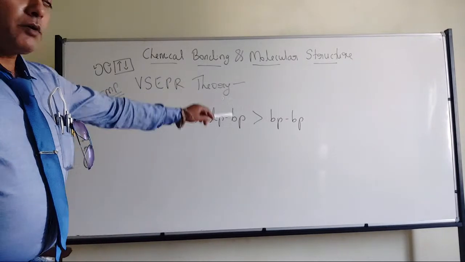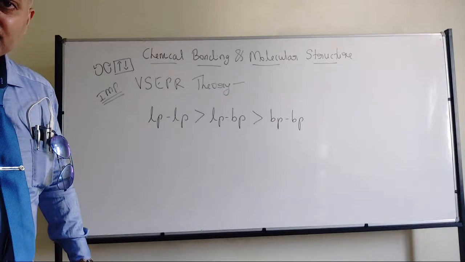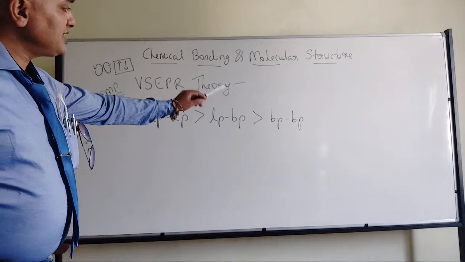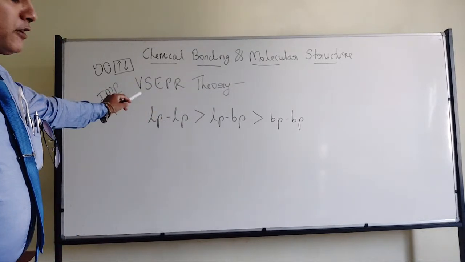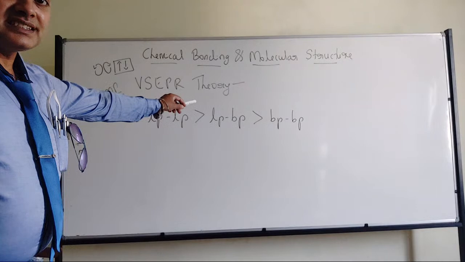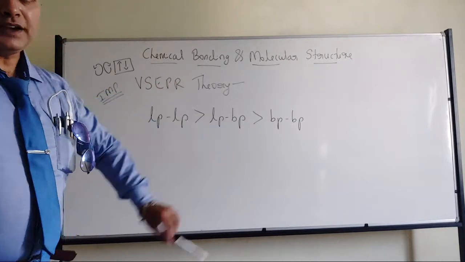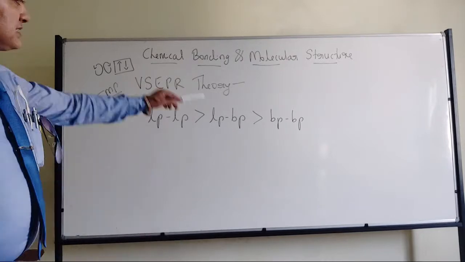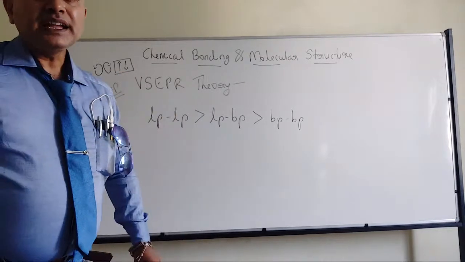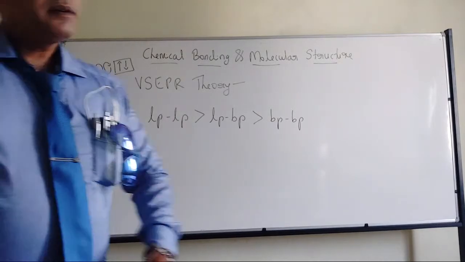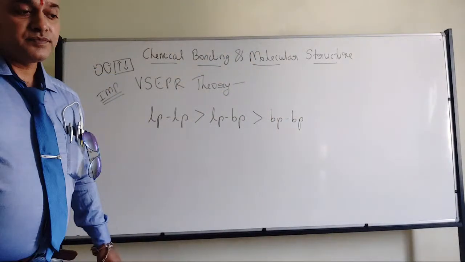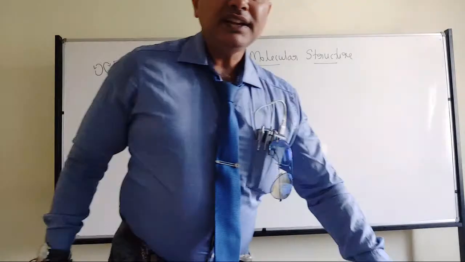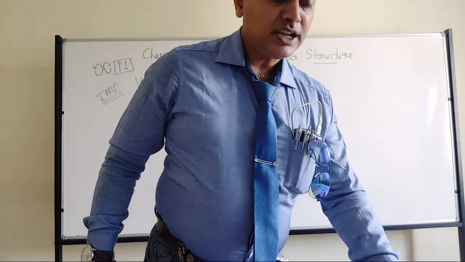Now when bonded pair electrons come near to each other, naturally there will be a repulsion, but it will be much less compared to lone pair repulsion, and less compared to lone pair-bonded pair electron repulsion. All of you have understood? So this particular thing you have to mention at the end of the VSEPR theory postulates. Fine? Shall we take some examples with respect to the shape of the molecules?